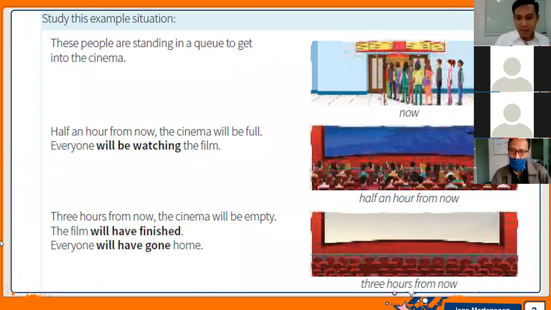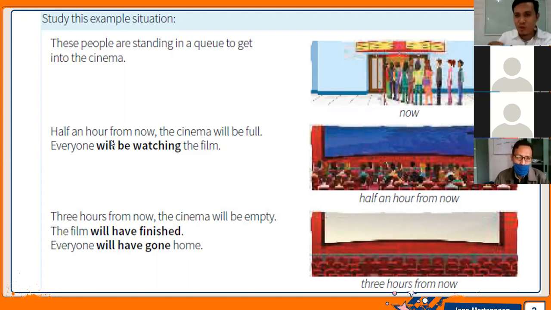After half an hour from now, what will happen? What will these people be doing? Lagi ngapain? Sedang apa kira-kira setengah jam yang akan datang? Lagi ngapain ini, orang-orang ini. Okay, so we can say everyone will be watching the film.